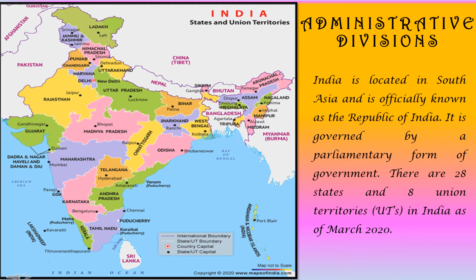India is a vast country. India is located in South Asia and is officially known as the Republic of India. It is governed by a parliamentary form of government. There are 28 states and 8 union territories in India as of March 2020.